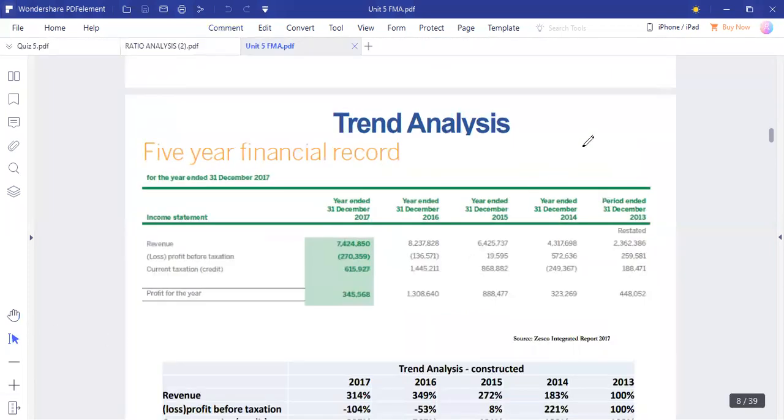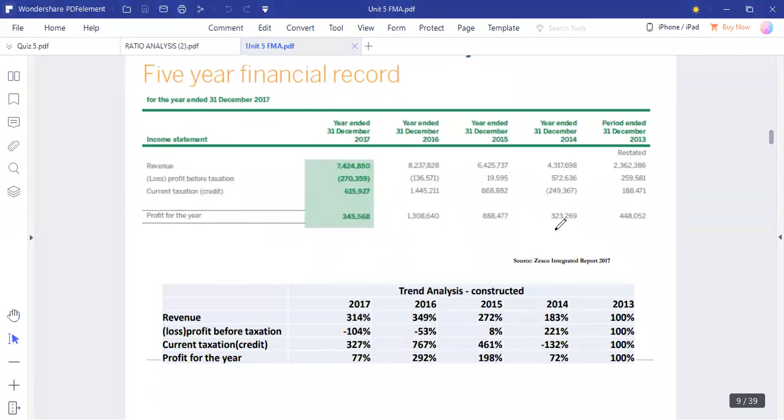Anyone behind so far with calculating the trend analysis? Let me just clarify. Mr. Collins, yes, please. So this is over a period of 5 years, and then the earliest year is going to be our base year. Exactly. For the 4 figures, yes, for all the 4 figures here.